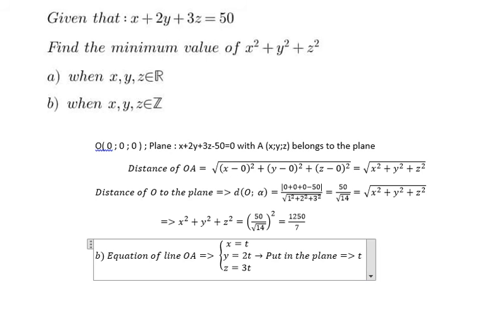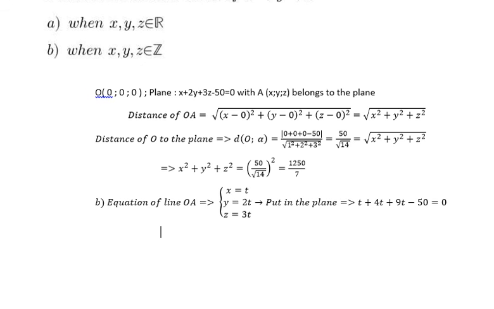So we have t plus 4t plus 9t minus 50. So we can get the value of t in here, that's 25/7. After we find t, we can find the coordinates of A in here.